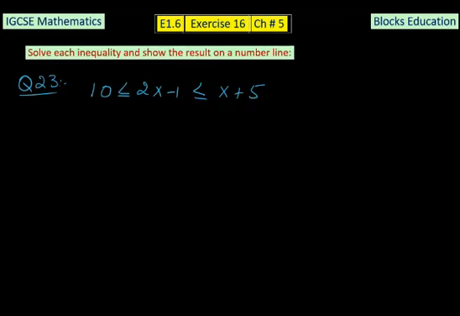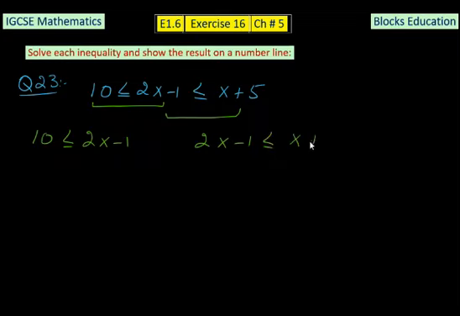In question number 23, it says 10 less than or equal to 2x minus 1 less than or equal to x plus 5. So once again, you have to break this inequality into two different inequalities, from here to here and then from here to here. So it will be 10 less than or equal to 2x minus 1, and the other will be 2x minus 1 less than or equal to x plus 5.